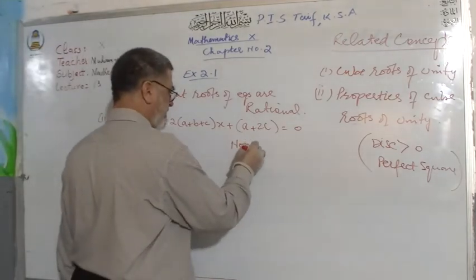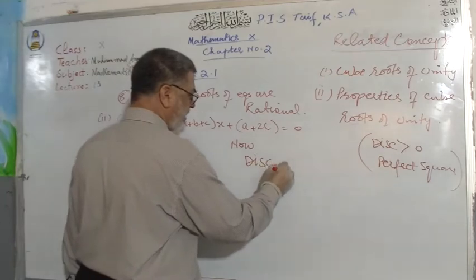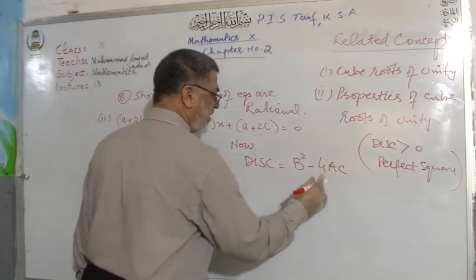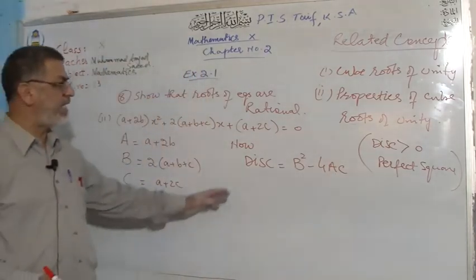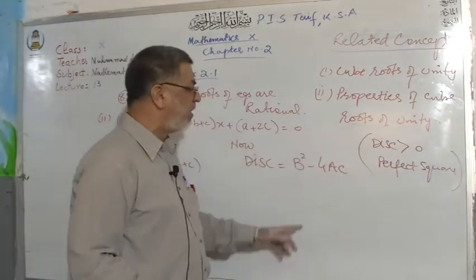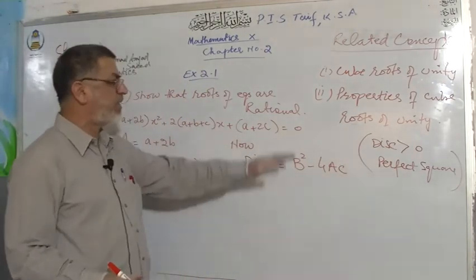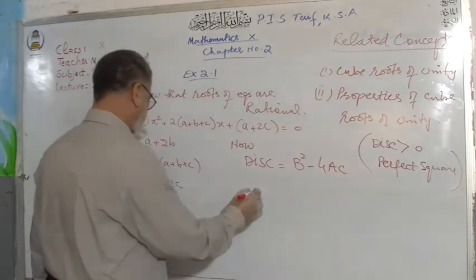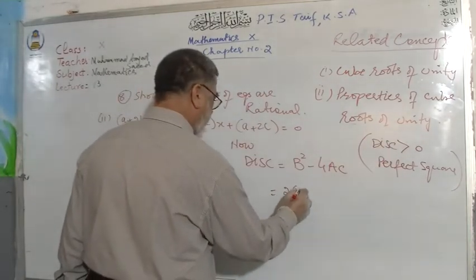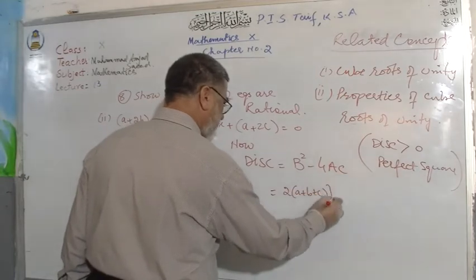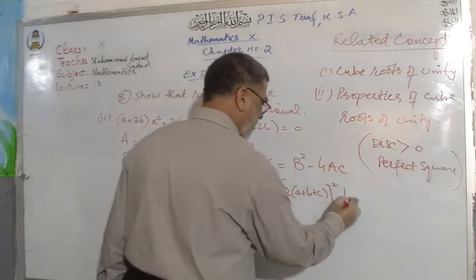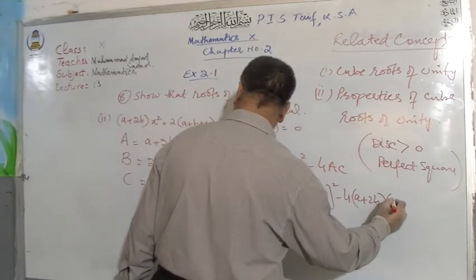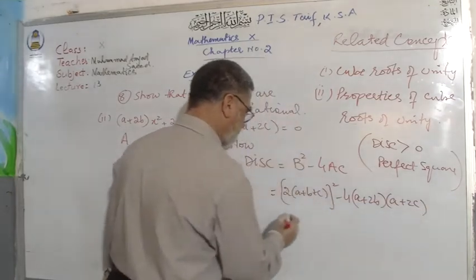Now disc is equal to b square minus 4ac. Remember that our requirement is disc must be greater than 0 and it must be a perfect square. After simplification, we must reach at this conclusion. This is 2 into a plus b plus c whole square minus 4 into a plus 2b, and C is a plus 2c.